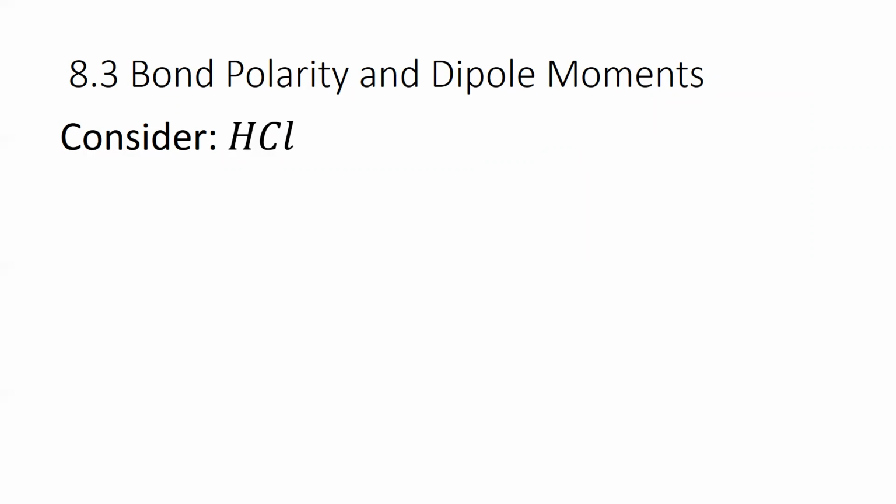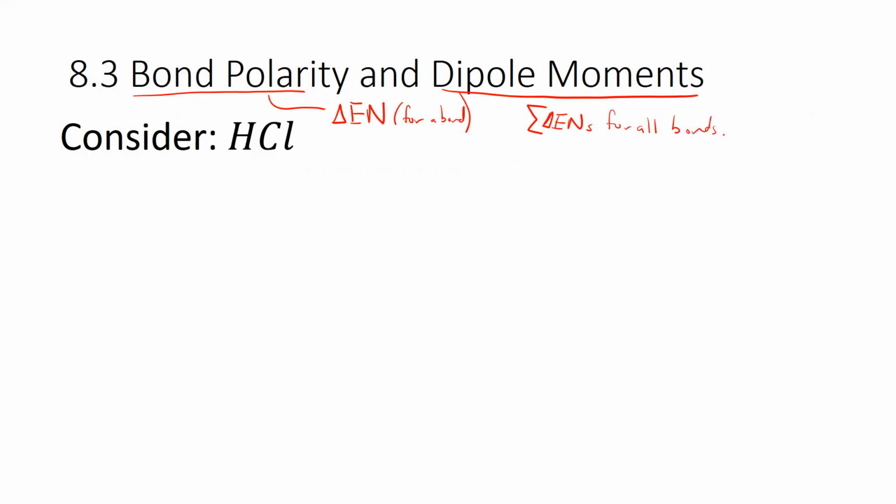Okay. So this is going to lead us to another conversation, which is about bond polarity and what are called dipole moments. So the bond polarity, that comes about from these electronegativity differences. Okay, and that's for a bond. Okay, a dipole moment is the sum of the electronegativity differences, delta ENs, for all bonds in a molecule.